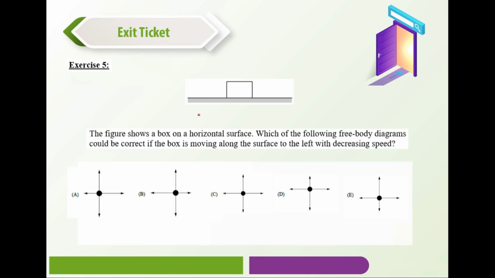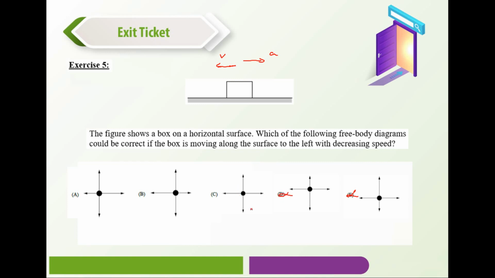Exercise 5, which is the exit ticket for today's video. The figure shows a box on a horizontal surface. Which of the following free body diagrams could be correct if the box is moving along the surface to the left with decreasing speed? So the direction of motion is to the left, because with decreasing speed, then the acceleration must be to the right. Now, for this reason, forces up and down should cancel. Then we can directly eliminate this.